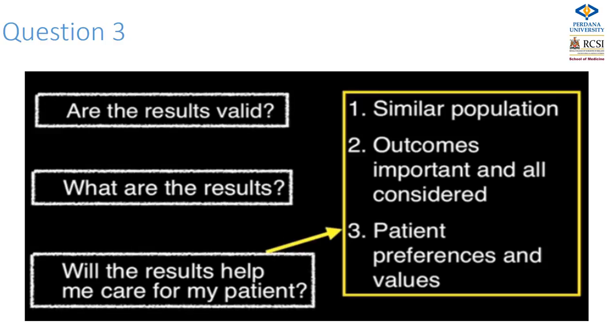The next question you want to ask is, will these results help me to care for my patient? So is my patient similar to the population recruited for this study? Are the populations in the trials as part of a systematic review? Are the outcomes important? Important to me, important to my patient? And have all important and relevant outcomes been considered? What about patient preferences and patient values? Have these been taken into account?